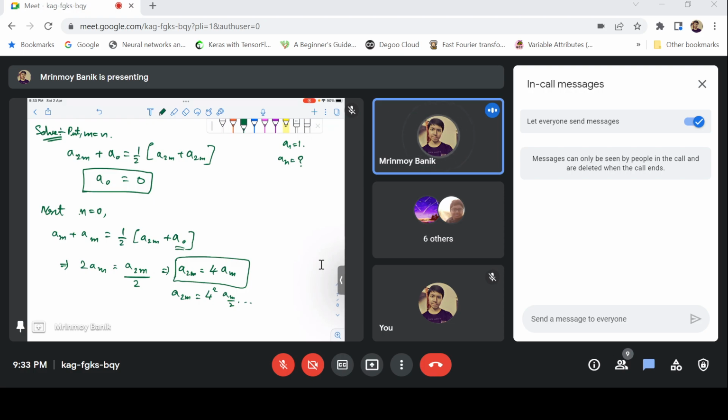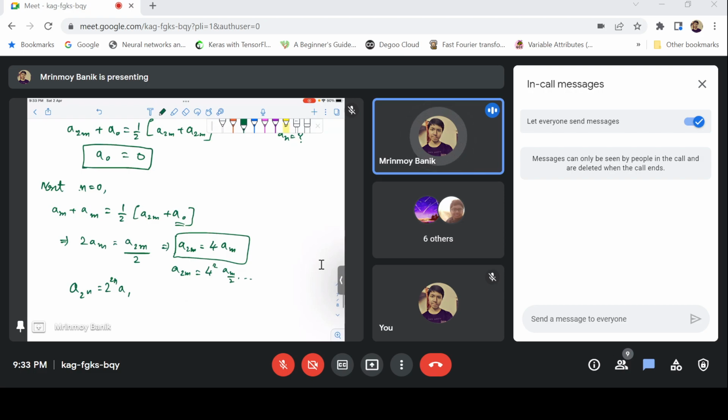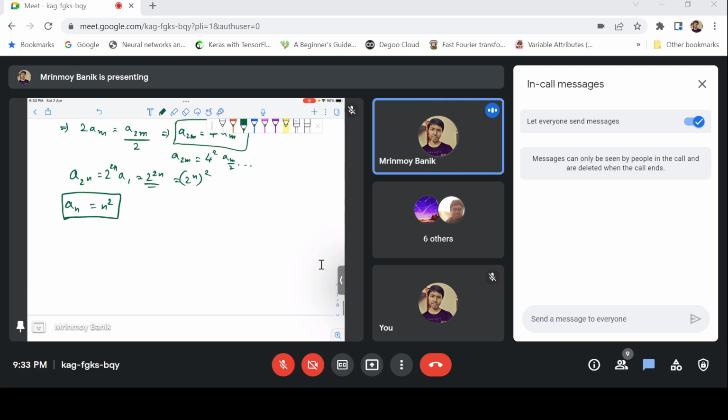So obviously for a_{2^n} we have a_1 to the power 2 to the power 2n, right? And a_1 is 1, so it's 2 to the power 2n, which is 2^n squared. So we can guess that a_n is maybe n squared. So we will try to prove this using induction.